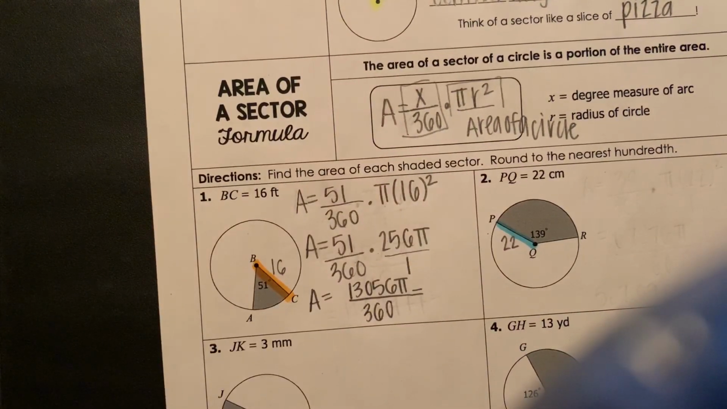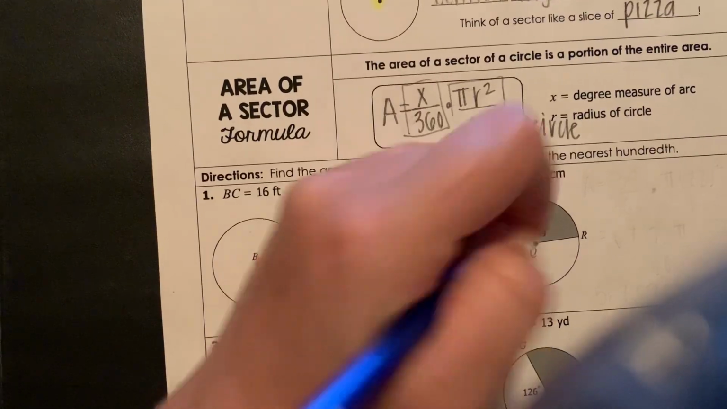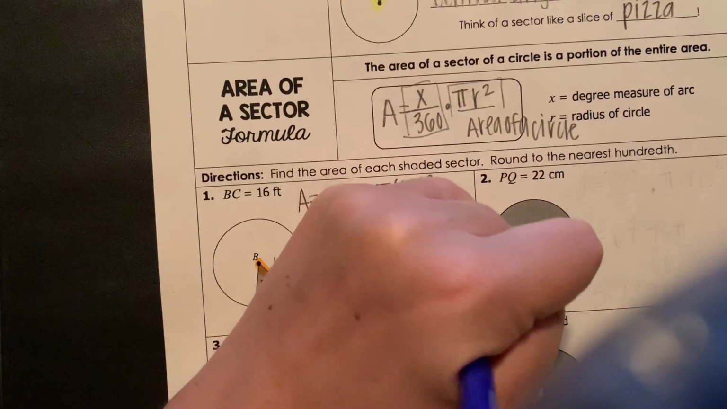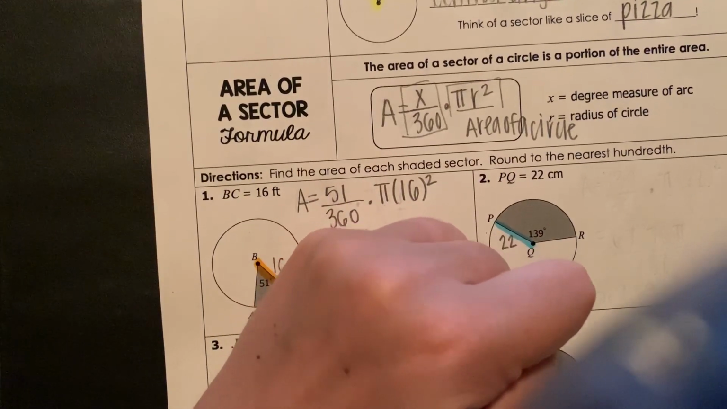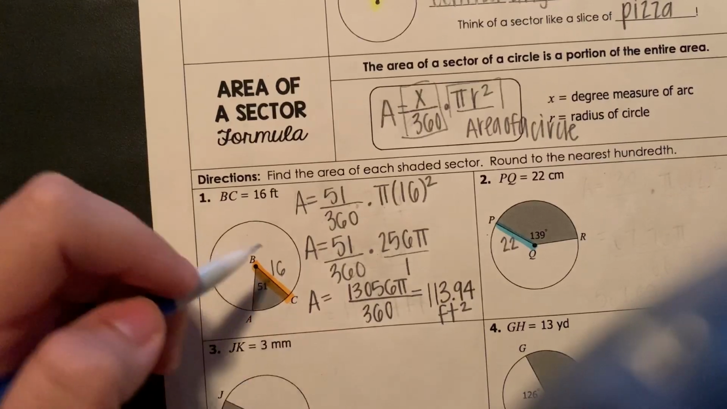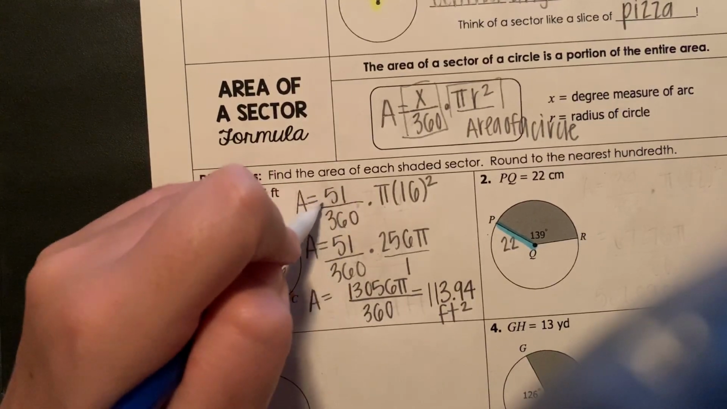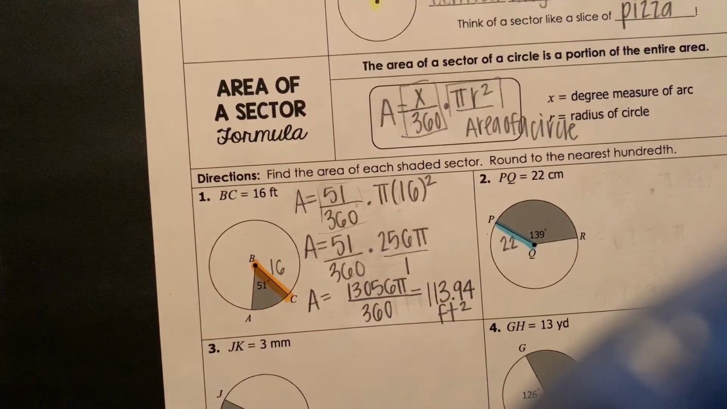So once I plug all that in my calculator, I end up getting 113.94, and that's feet squared. Okay, so we took just our little section that we had right here and ended up getting our area.